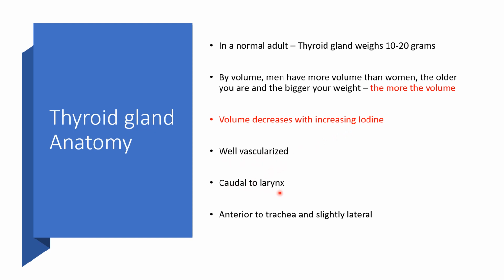It is caudal to the larynx, meaning if you go from head down to the toe, you first of all get to the larynx before you get to the thyroid gland. The thyroid gland is anterior to the trachea and slightly lateral.